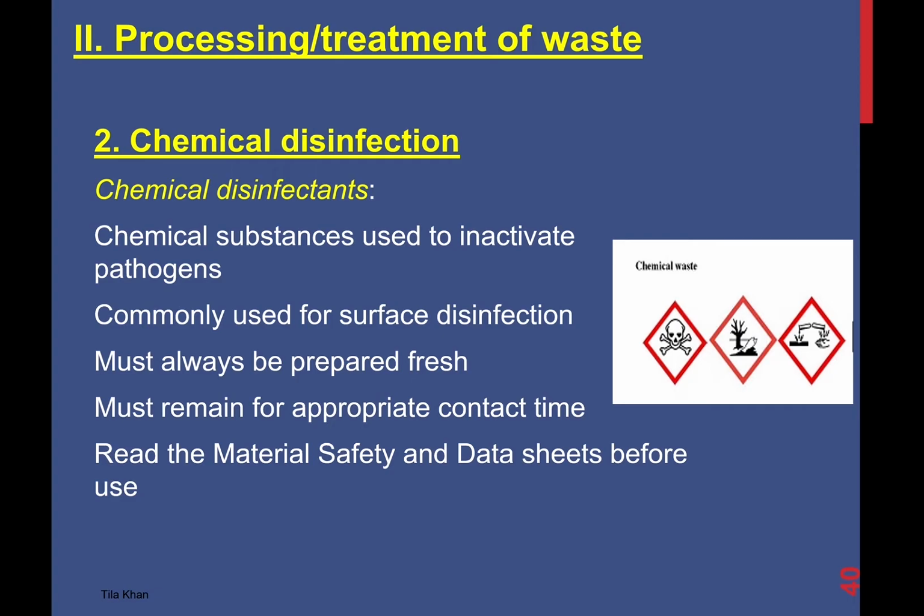And please note that these are chemicals. They may have some health hazards. So prior to use, we must all read the material safety data sheets for each of these chemicals that we use in our labs. The MSDS comes along with the chemical, and you can also check it online. Just put in the catalog number of that product, that chemical, and then you can read the material safety data sheet. So we all must read it before use of these chemical disinfectants.